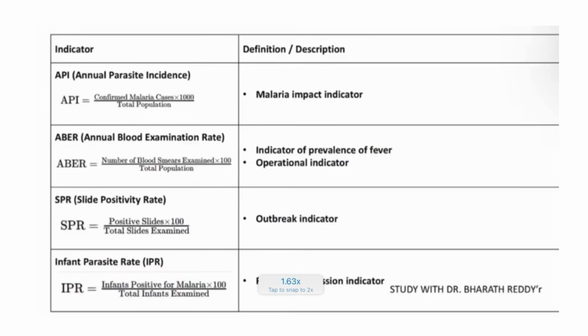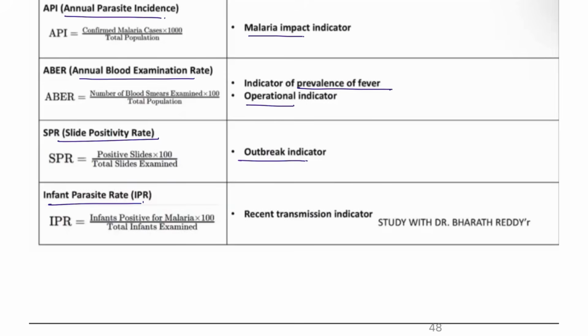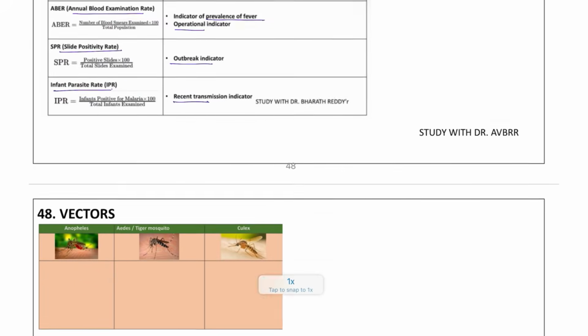Next, malaria indicators. Annual parasite incidence is important for malaria impact, and ABER, annual blood examination rate, is the operational indicator, and prevalence of fever and slide positivity rate are the outbreak indicators, and infant parasite rate is the indication for recent transmission of malaria.